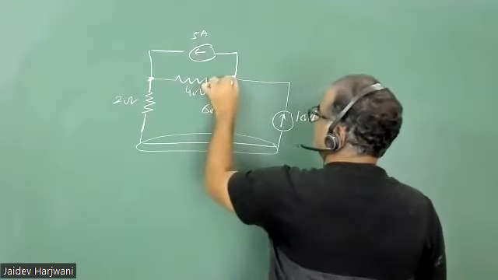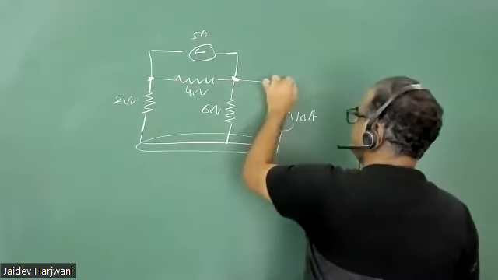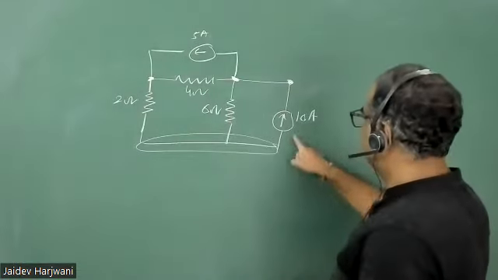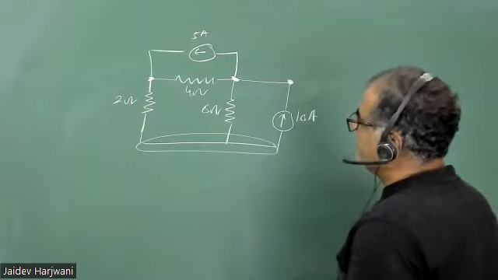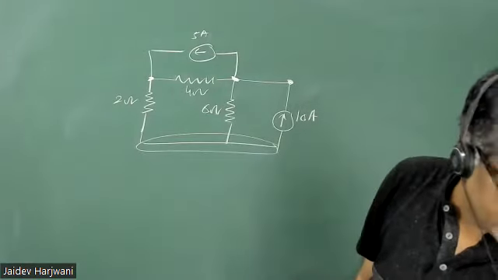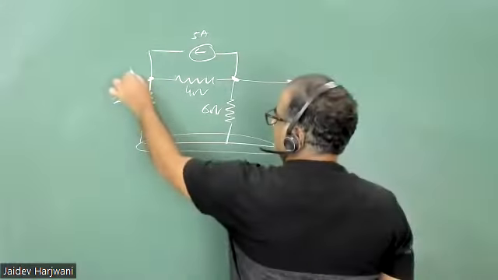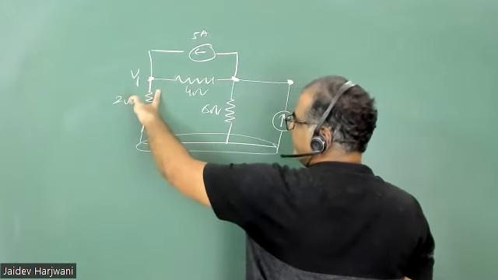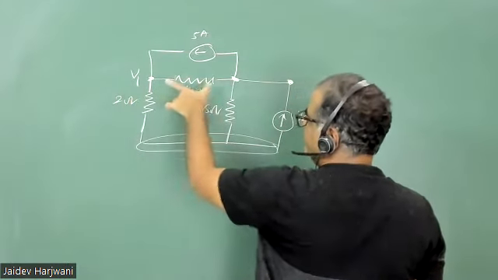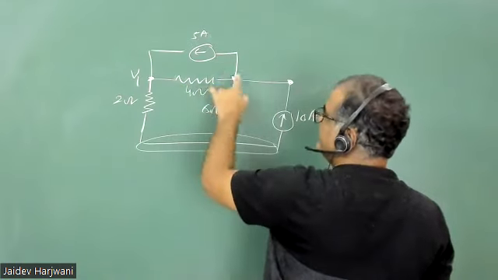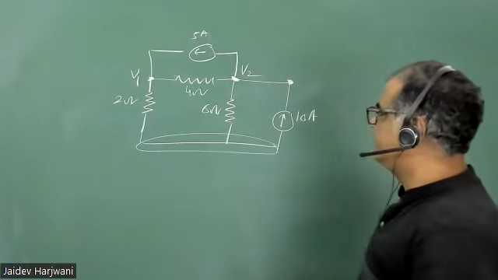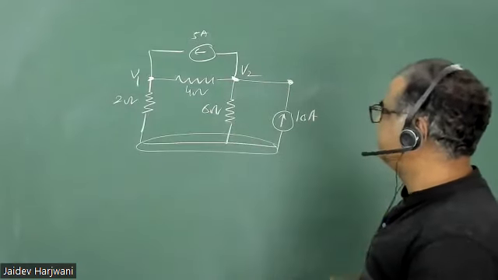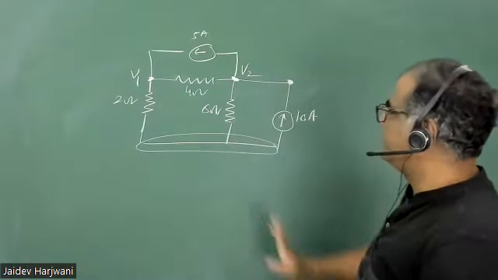And this is one node, this is one node. Here current is already given, so you don't need to worry about this one. Now you don't know what the voltage is here. Until you know the voltage here, you cannot calculate the current here. Similarly, if you want to find current here, you need voltage here. So you need these two nodes, V1 and V2. Once you know V1 and V2, you can solve all the circuits.